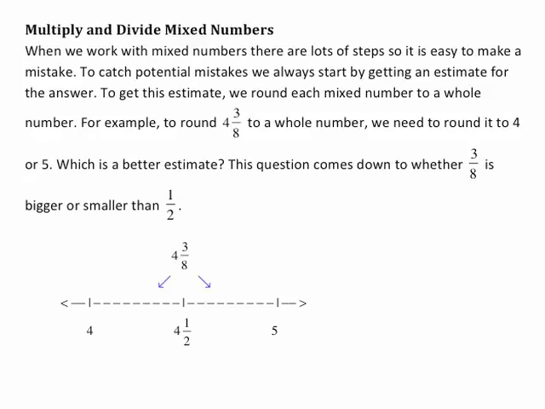Which is a better estimate? This question comes down to whether 3/8 is bigger or smaller than 1/2. So here we're taking a look at 4 and 3/8. It's between 4 and 5, but we need to figure out, is it closer to 4 or is it closer to 5? Which really means we need to figure out, is it bigger than 4.5 or smaller than 4.5?